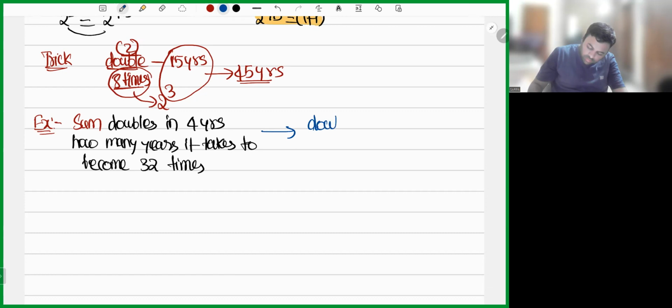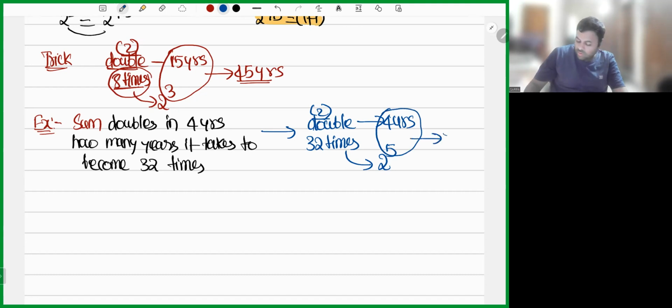He's telling it will double. Double means 2 times. In how many years? 4 years. He's asking how many years it will take to become 32 times. Simply express 32 in terms of double, 2. That is 2 power 5. So what is 5 into 4, my dear friends? 5 into 4 is 20 years.